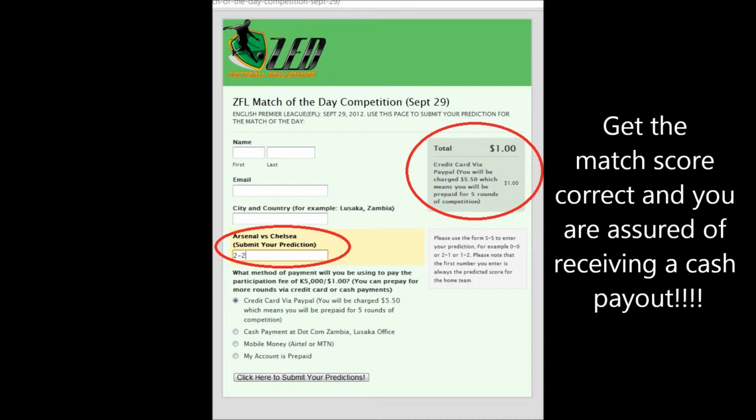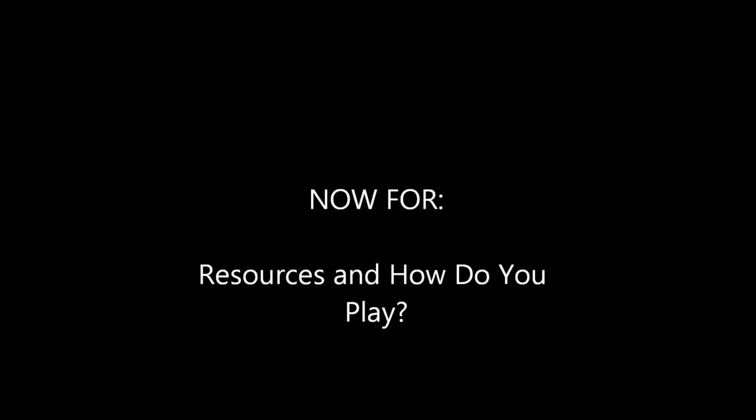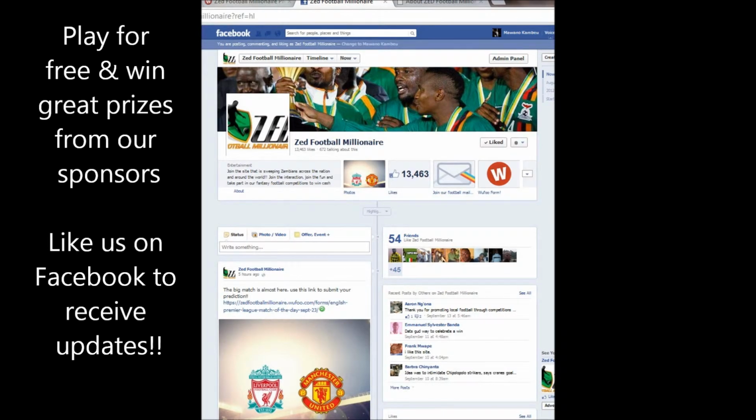Okay, so far I've talked about the prediction pools and how they work. I've talked about the match of the day competitions. So let me conclude by talking about the resources and logistics of the competition. Now, for those of you who don't want to play in the fantasy pools for money, you can always play for free. We have a lot of free competitions that we run on our Facebook page that you can try out. A lot of sponsors put up prizes as well, so you can certainly have fun.